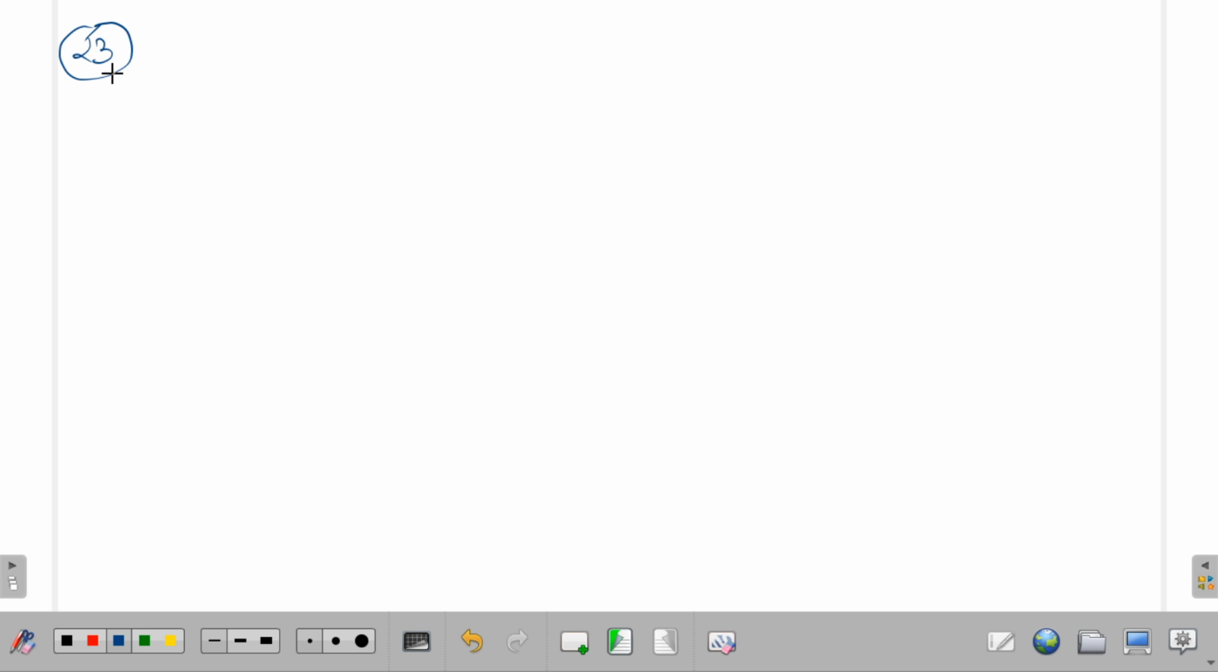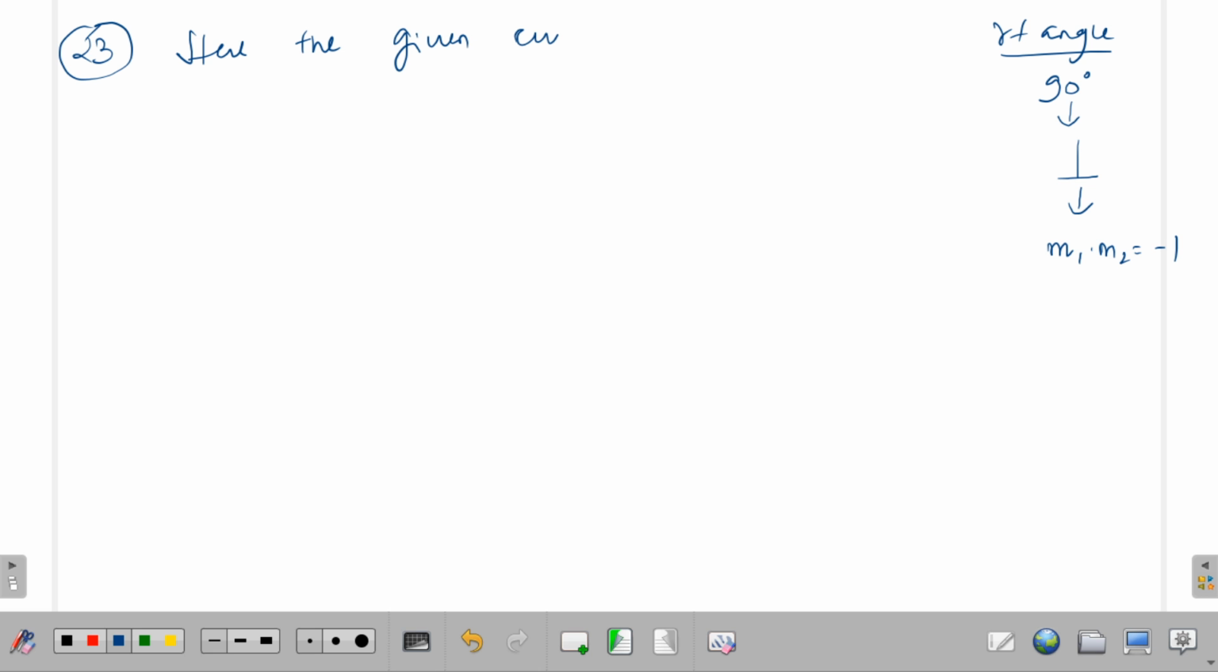Let's see. Your question number 23 is: given that, prove that the curves x = y² and xy = k cut at right angle. Remember, whenever a right angle comes, the first thing that comes to your mind is 90 degrees, which means perpendicular, and whenever perpendicular is there, the product of their two slopes is equal to -1. So don't forget that.